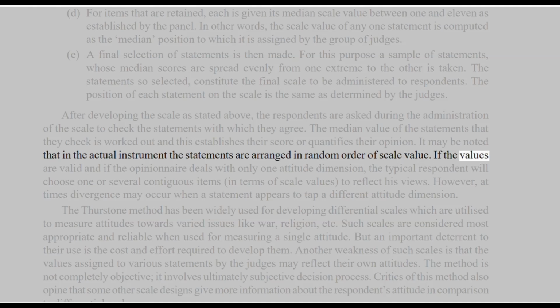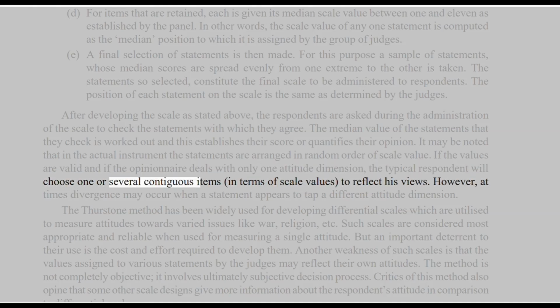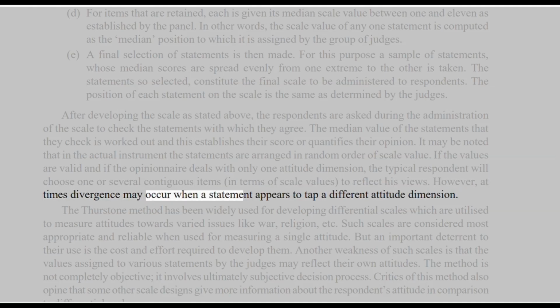If the values are valid and if the opinionaire deals with only one attitude dimension, the typical respondent will choose one or several contiguous items in terms of scale values to reflect his views. However, at times divergence may occur when a statement appears to tap a different attitude dimension.